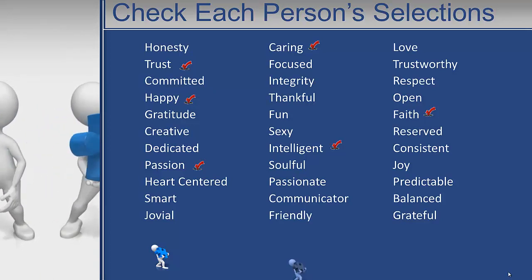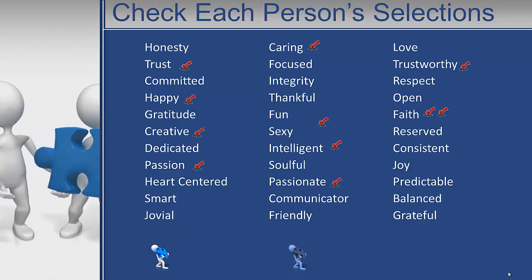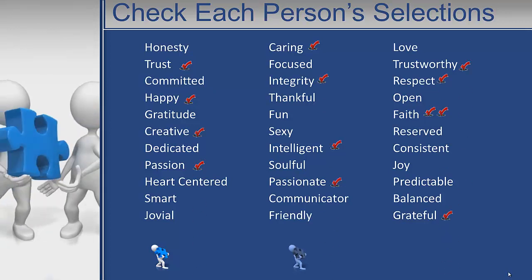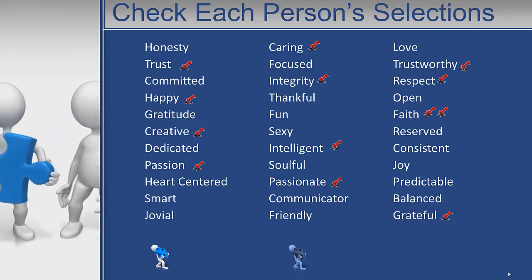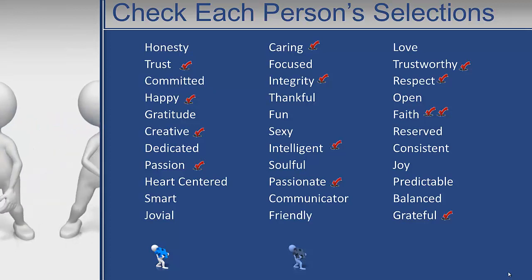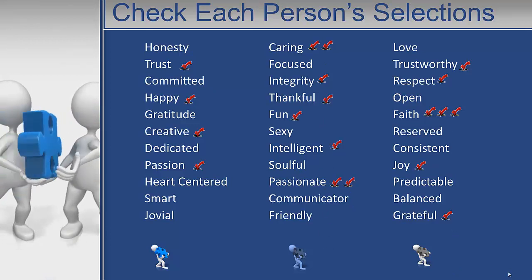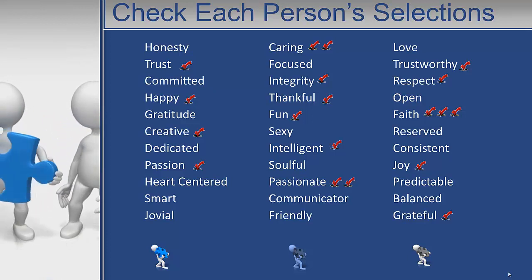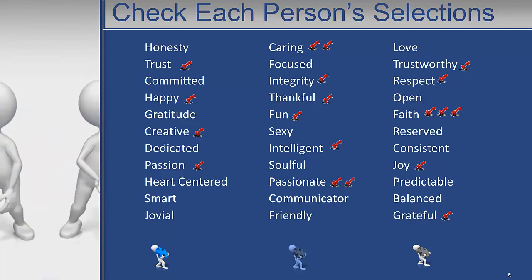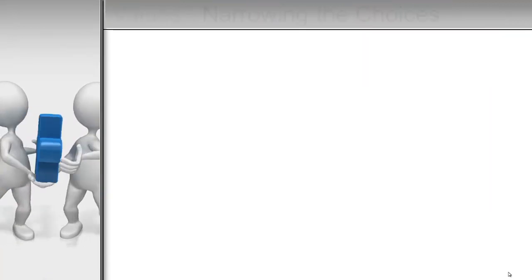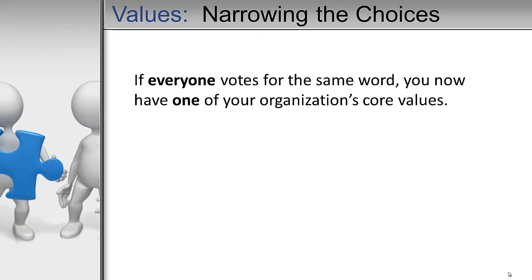Okay, now we would go to the next person in the group, and their selections are creative, integrity, passionate, trustworthy, faith, respect, and grateful. And now we're going to ask the third person in the group, what words did they pick? And this person picks caring, thankful, fun, passionate, faith, and joy. So now we've got our master list. We've got a bunch of check marks next to words. Some words have a couple of check marks, some have 1. And what we're going to do next is narrow down these choices.